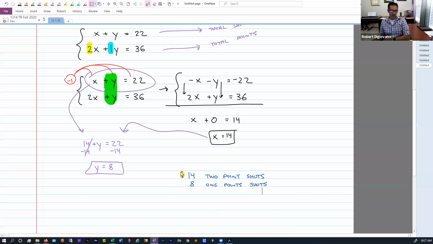And we can check our answer. Did he take 22 shots? If we add those up, we get 22, right? Now, did he score 36 points? Well, each of these 14 shots he took, he got 2 points for each one. That's 28 points. Here he took those 1-point shots, he got 8. And if we add those two together, we get 36. So hopefully that problem shows you a way that you can use systems of equations to solve something kind of strange.